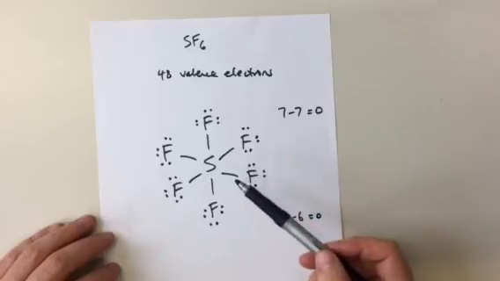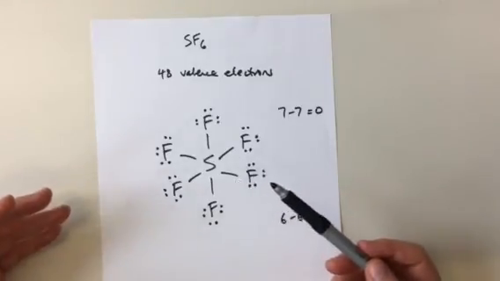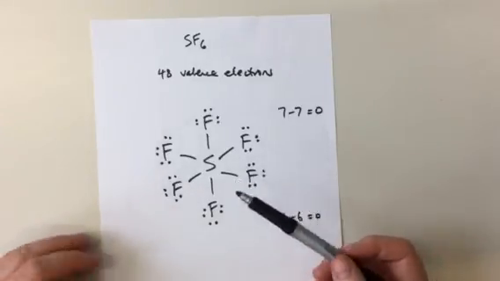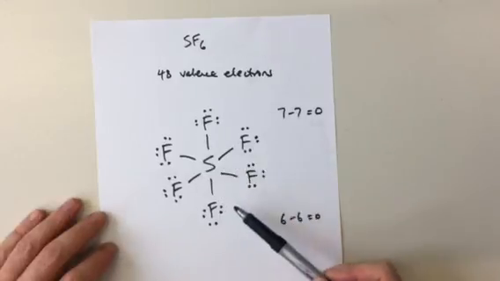Remember, this formal charges method is a more sophisticated and a more realistic theory than the octet rule. So this structure is correct.